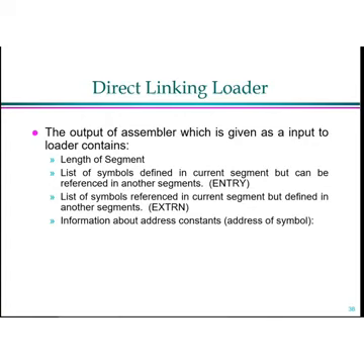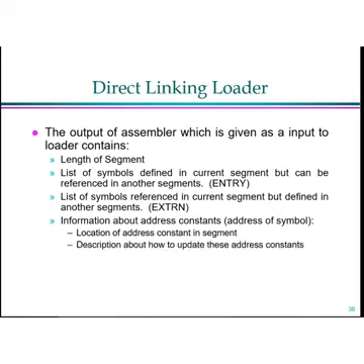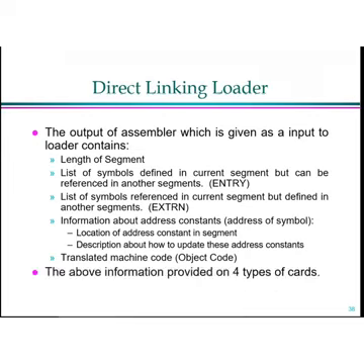Then the information about address constants, that is the relocation information. All the information about address dependent constants needs to be provided, like the location of that particular constant in the segment. Then a description of how to update it, whether to add a base address, whether to subtract a base address, or keep it neutral. And then the target code, that is the object code generated by your assembler. So this is the information we require from the assembler.